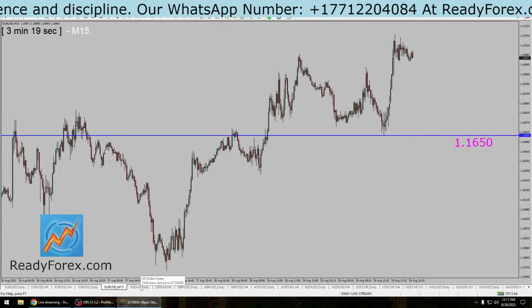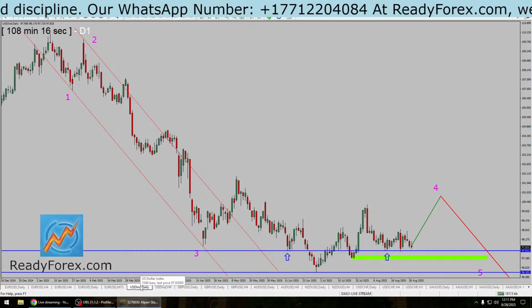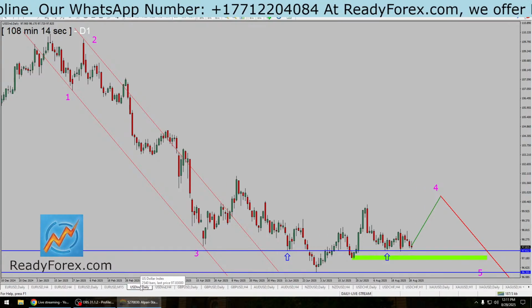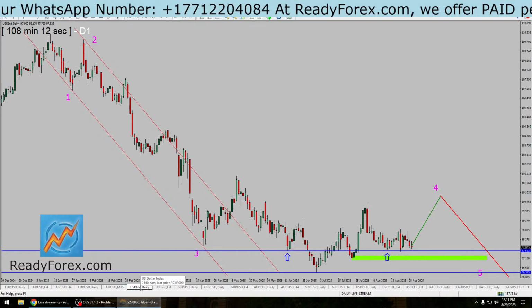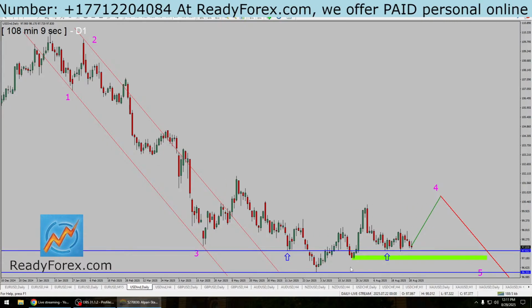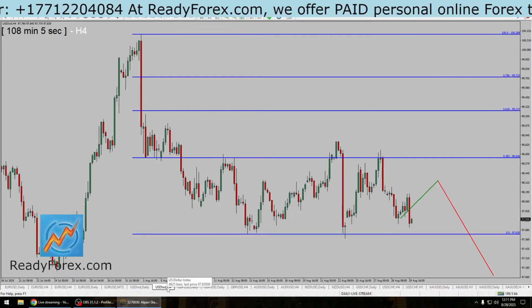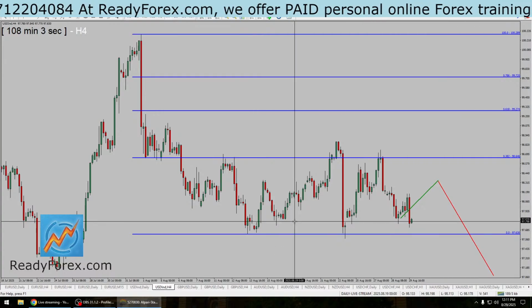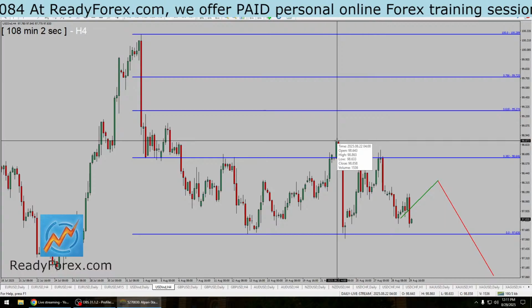Now let us take a look at the US dollar index. The US dollar index is trying to drop. So far we did not get a new low over here, and these things usually break to the downside.